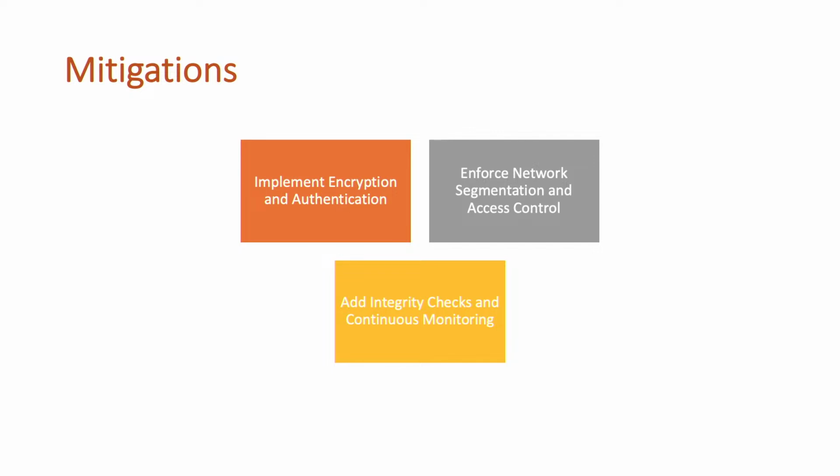Then integrity check. Yes, of course, if somebody changed something in the characteristics, and we are not monitoring that, we're not checking the integrity of the current state of the system, we will never know that we have a backdoor in our OT system.